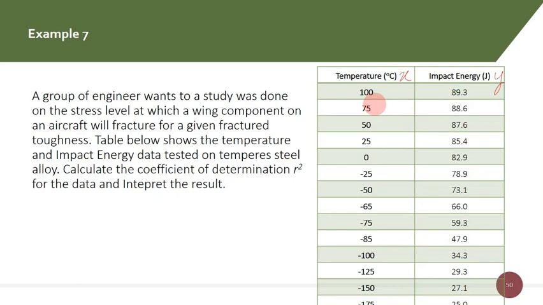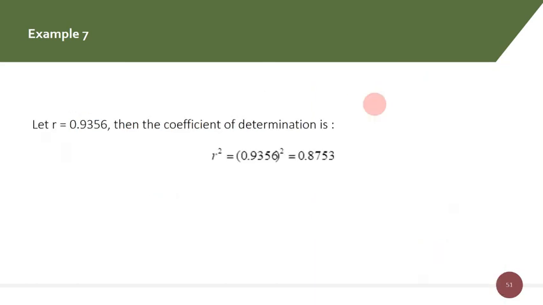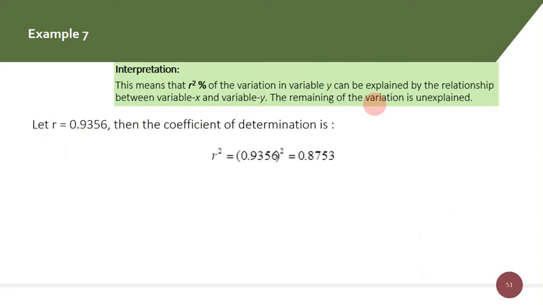So you know your variable for X and variable for Y, so you can start calculating R. Finding R using the formula from before, your R equals 0.9356. Then the coefficient of determination is just the squared value of this. So how do you interpret this result? This is the standard way to interpret the coefficient of determination.